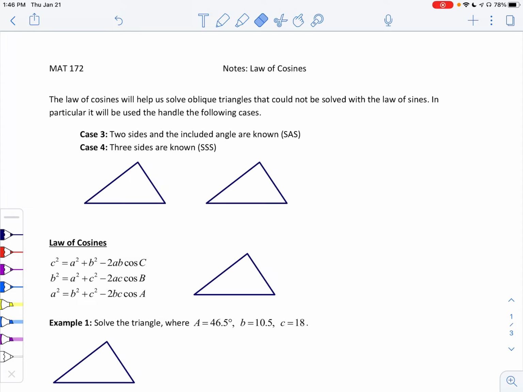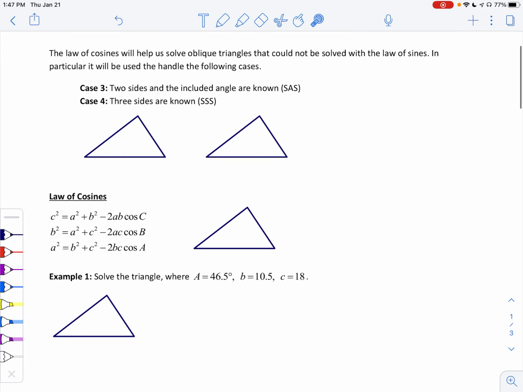Everybody. So now that we've finished going through the law of sines, we're now going to move on to the law of cosines, which is another way that we can solve oblique triangles. Just like our law of sines had two cases that we could solve, case one, which was two angles and one side, and case two, which was two sides and an opposite angle, our law of cosines has two different cases that it can solve as well.